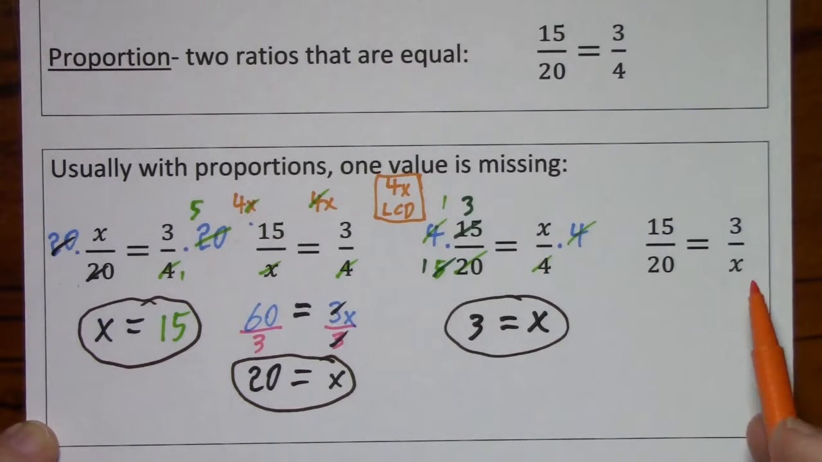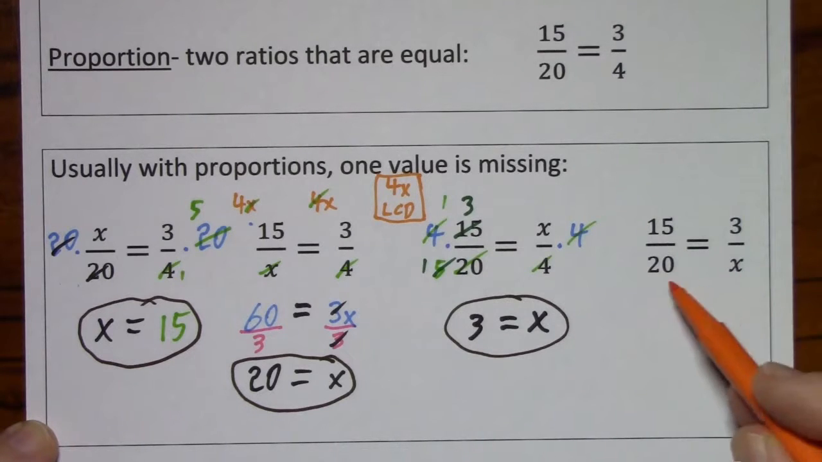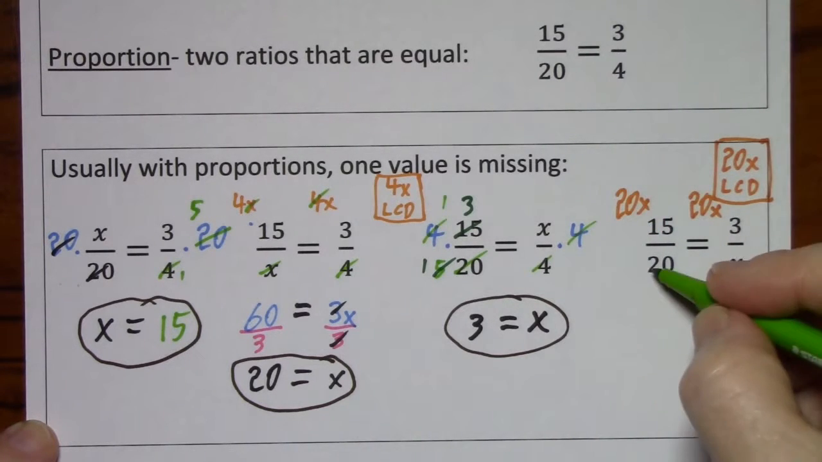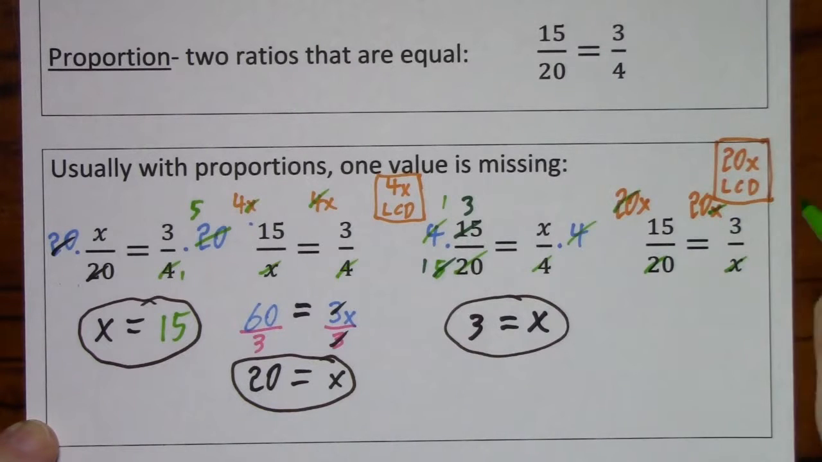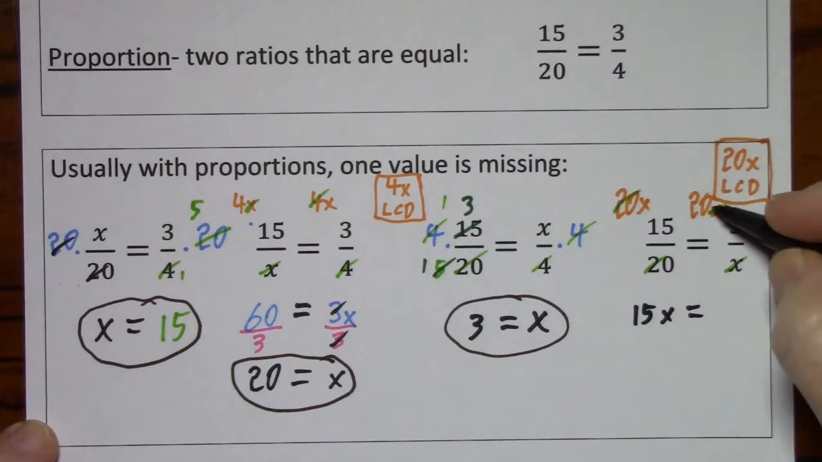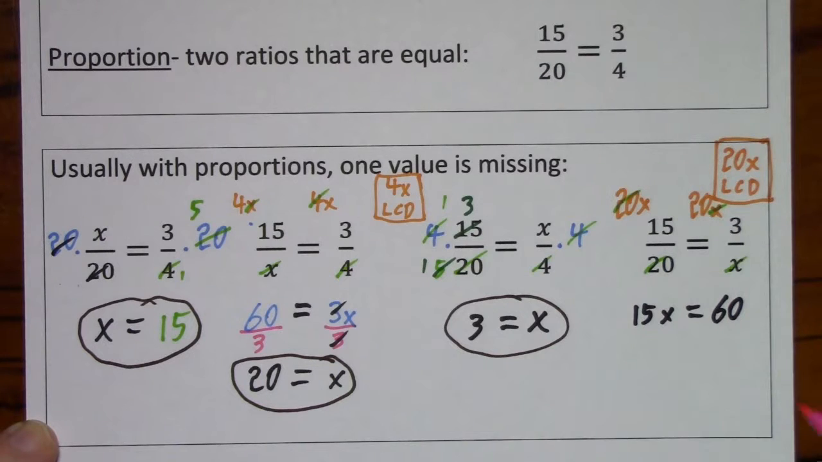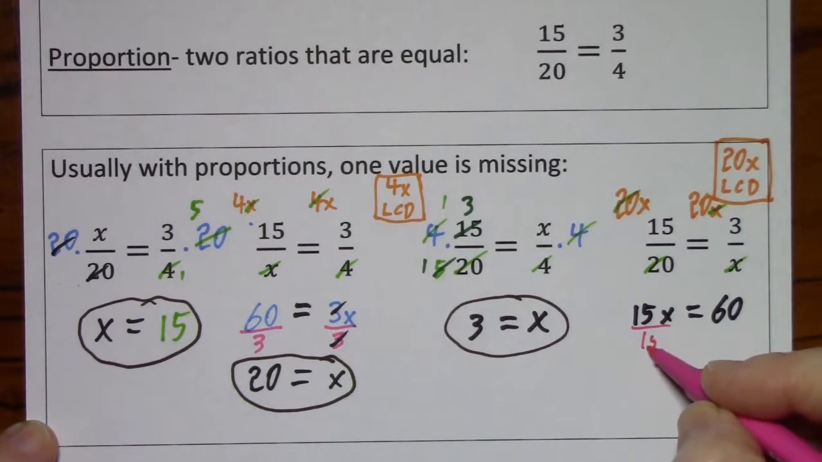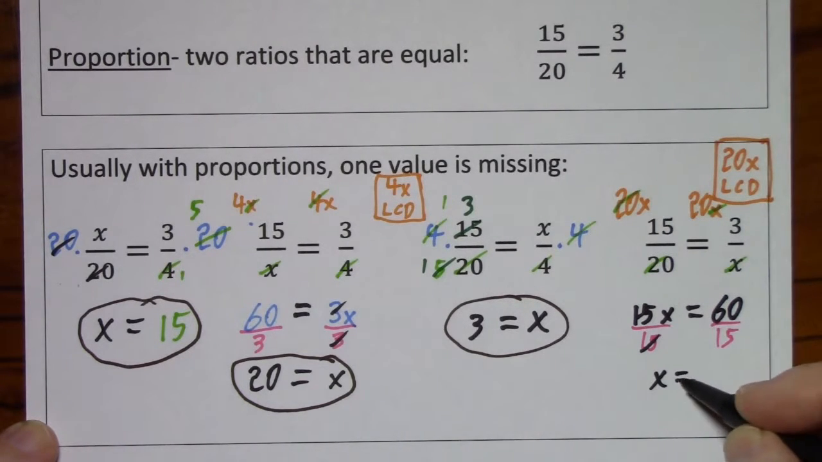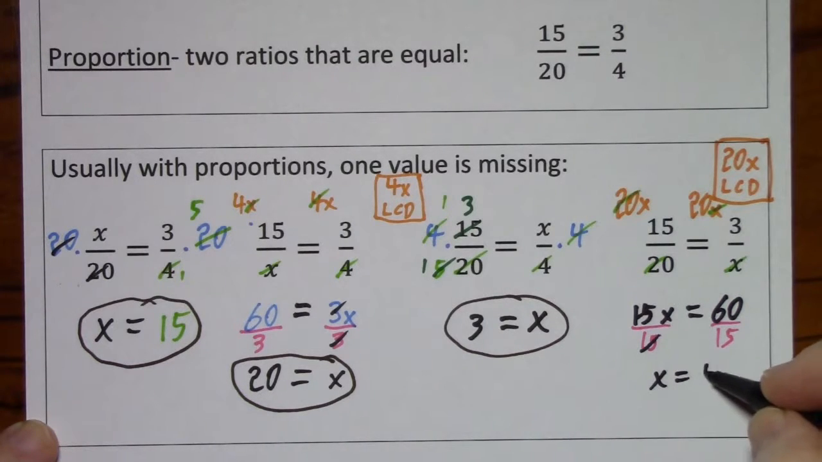Finally, looking at this equation, again you have the variable in the denominator, so we're going to clear it of fractions. We could simplify this first, but in this case I'll just multiply by the least common denominator, 20x. Of course, the 20's cancel, the x's. You're left with 15x, 20 times 3, and now to get x by itself, divide by 15. Of course they cancel, and 60 divided by 15 is 4.